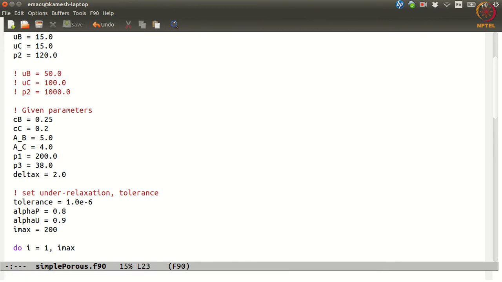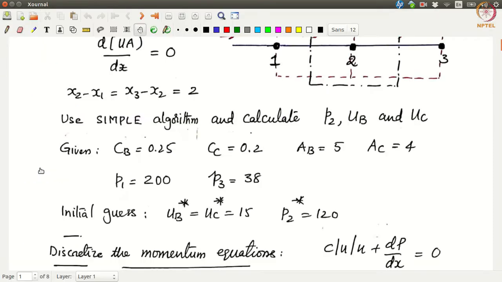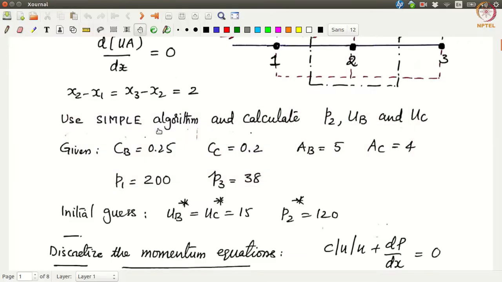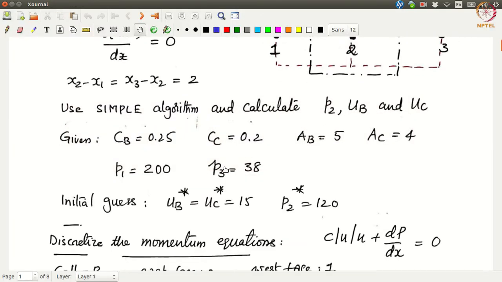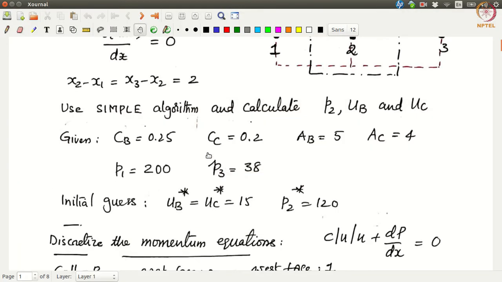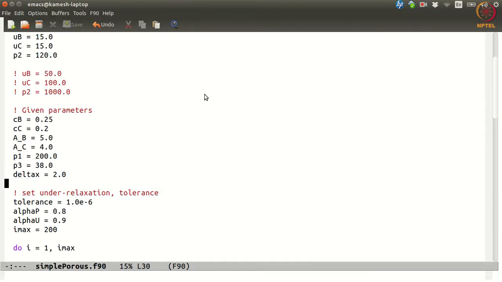Then the given parameters are the porosity CB, CC, which are 0.25 and 0.2, and the cross-sectional areas are 5 and 4, that is AB is 5, AC is 4. The Dirichlet boundary conditions for pressure are P1 is 200 and P3 is 38. And delta X equals 2, that is X2 minus X1 or X3 minus X2 equals 2. So these are all the data that is already given in the problem.